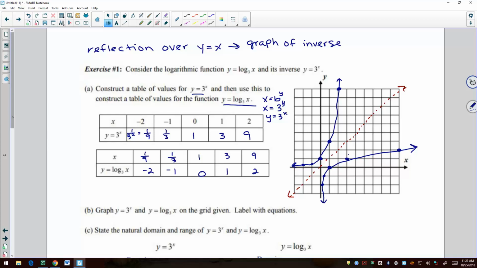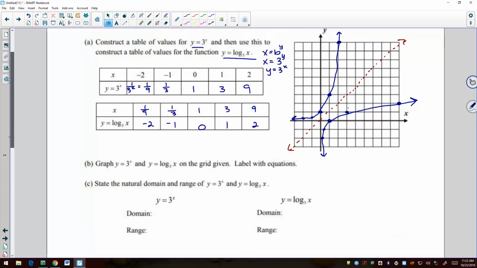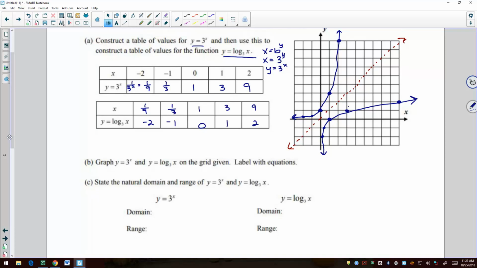So now it says we are going to state the domain and the range for each function. And you already know what should happen, because with inverses, the x's and the y's, otherwise known as the domains and the ranges, they switch. So if you look at the exponential, by the way, I should have labeled these graphs. So this is y equals 3 to the x, and this is y equals log base 3 of x.